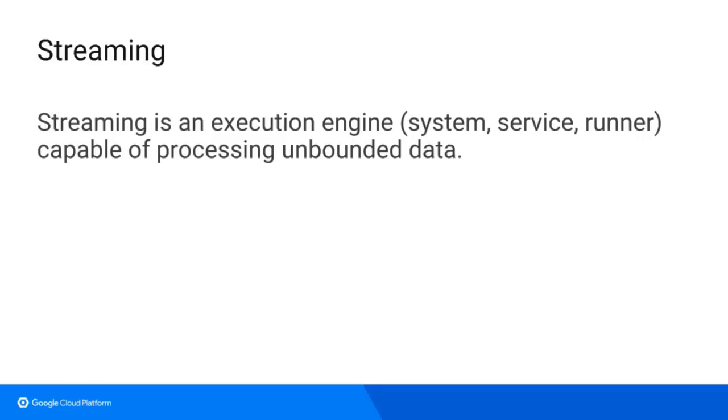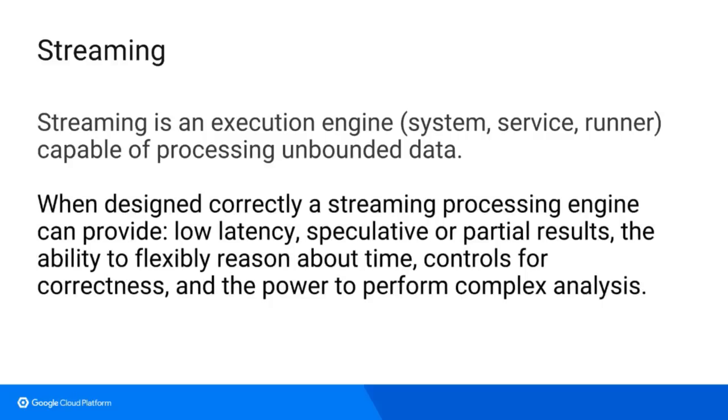We can now tie all these concepts together and end on a crisp definition of streaming. Streaming is an execution engine, system, service, runner, capable of processing unbounded data. And when designed correctly, a streaming processing engine can provide low latency, speculative or partial results, the ability to flexibly reason about time, provide controls for correctness, and ultimately the power to perform complex analysis.